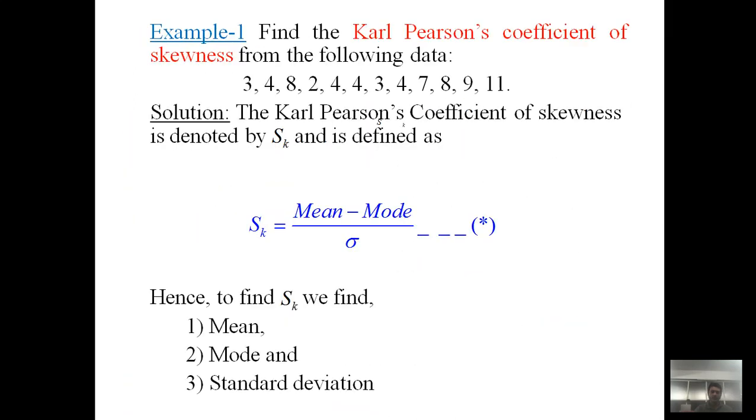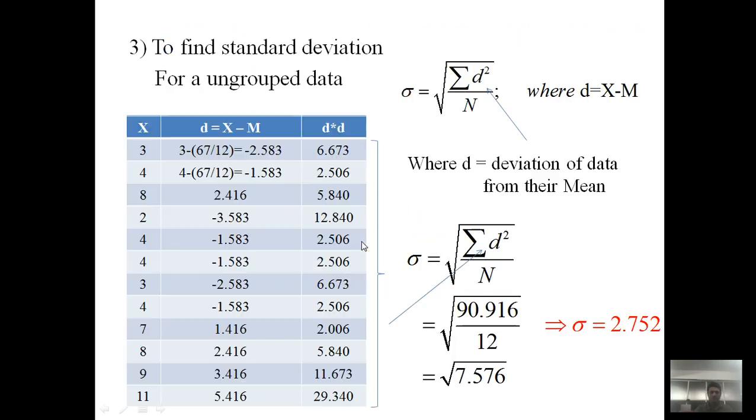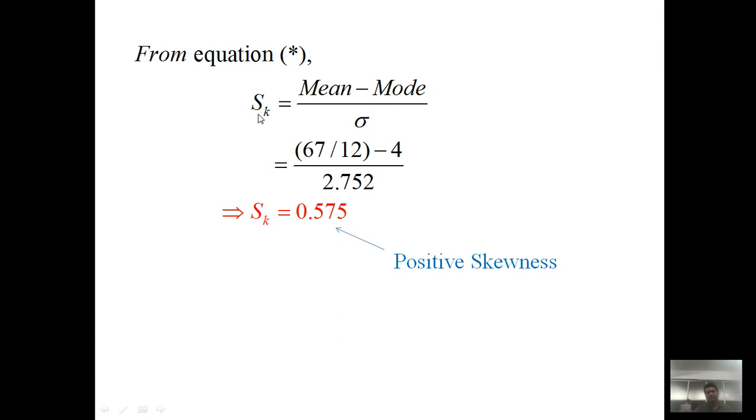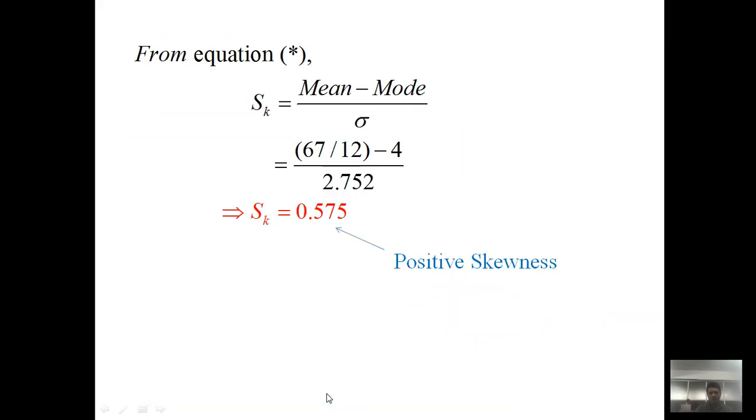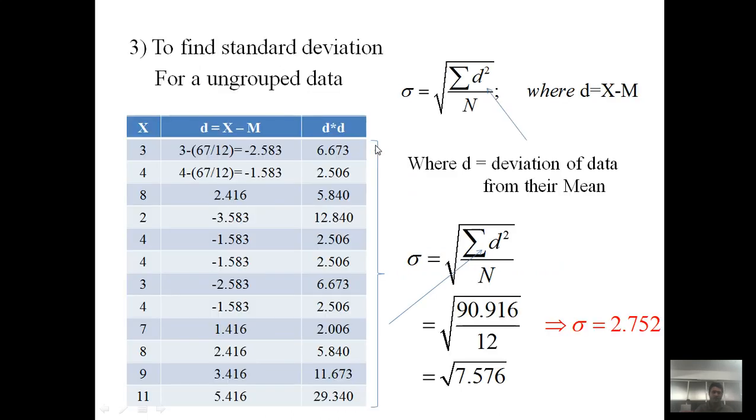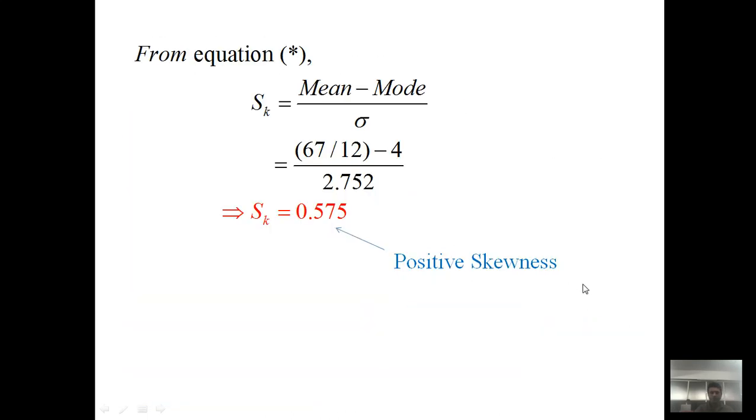So we have to plug all these values into this equation star, because we have to know the mean, mode and standard deviation. So from equation star, the skewness is: mean, that is 67 divided by 12, mode is 4, and the standard deviation is 2.752. So further simplification leads to the Karl Pearson coefficient of skewness being 0.575, and we know that if the value of skewness is greater than 0, then it represents positive skewness.